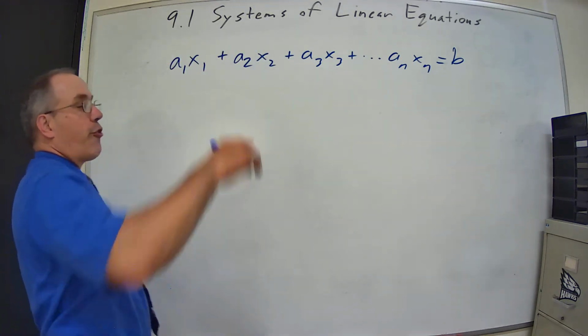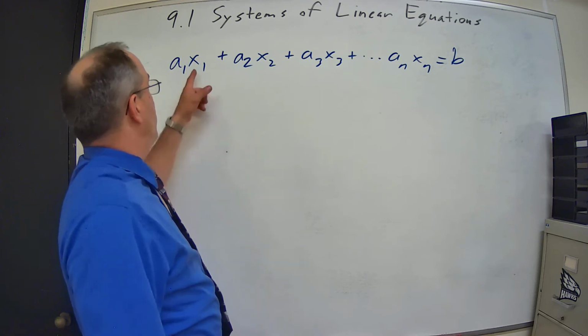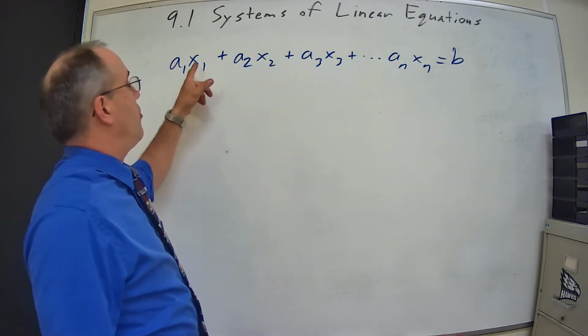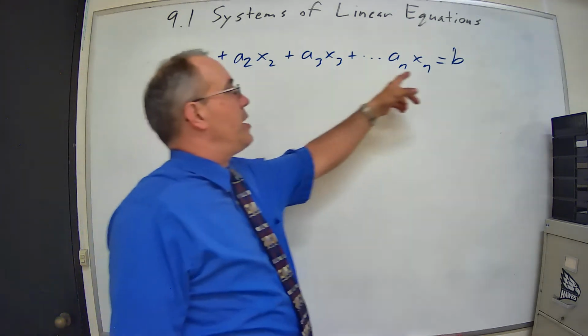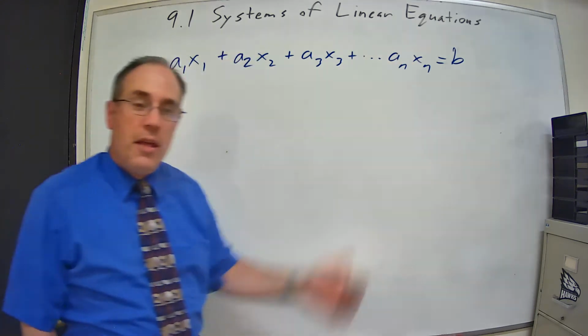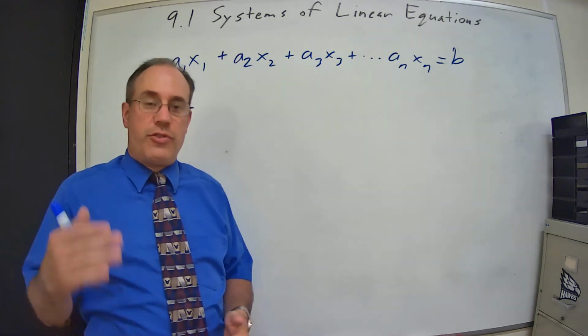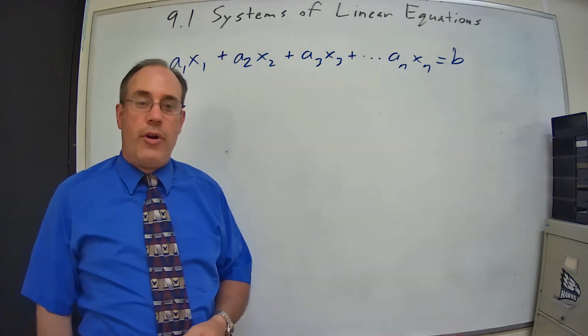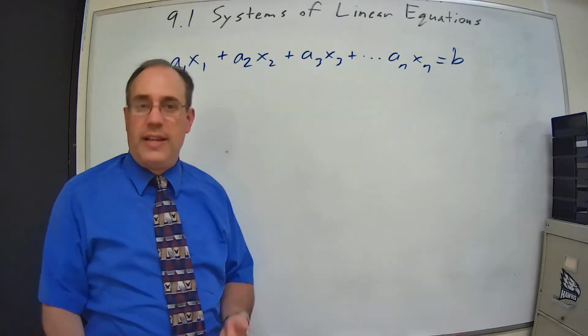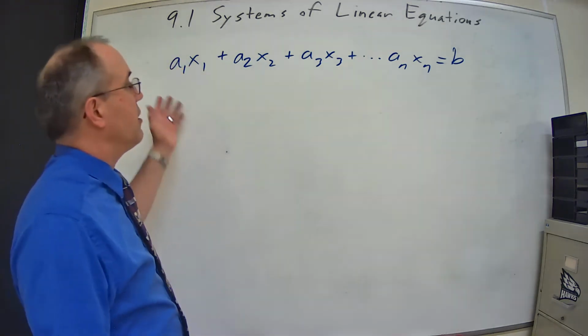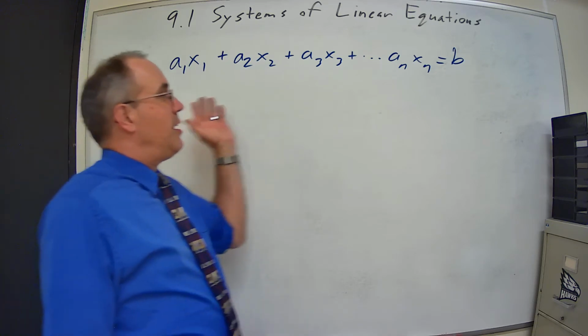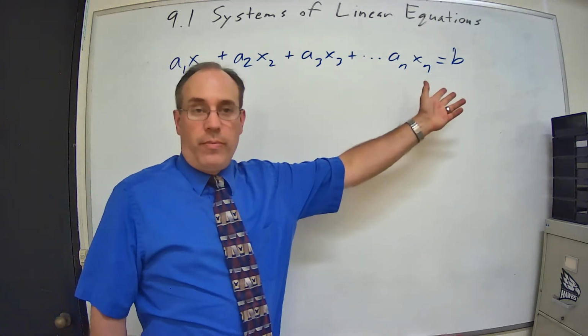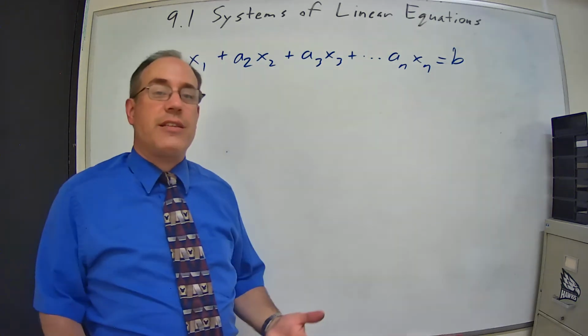It is a first degree equation, noting that these variables x sub 1, x sub 2, x sub 3, x sub n, that those are all first degree. They're to the first power. They're never squared, cubed, or anything of the sort. So that is a linear equation in n variables, meaning you could have lots of different variables.